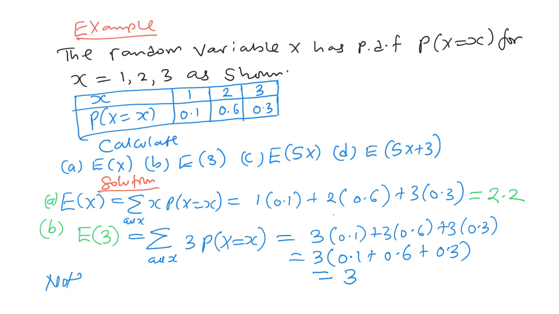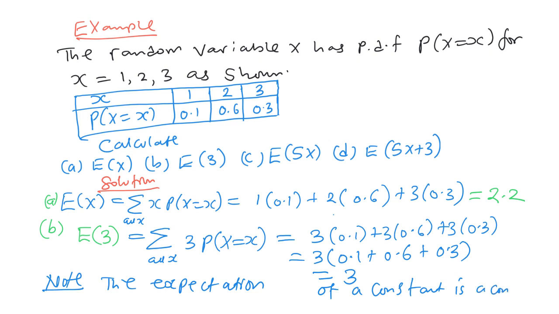Okay, I can write it here for you if you want. The expectation of a constant is a constant itself. Okay, the expectation of a 3 is a 3, the expectation of a 4 is a 4, the expectation of 9 is 9, the expectation of 20 is 20. So it will be that constant itself. That will be the expectation of a constant.